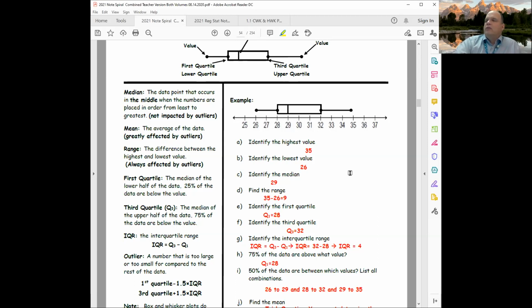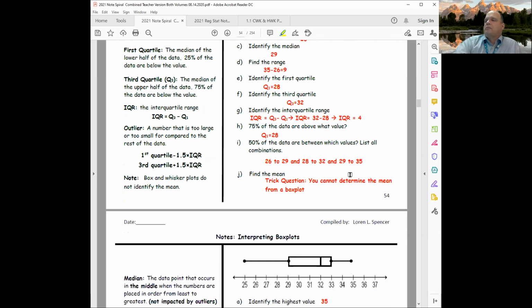The next question is a trick question. It asks you to find the mean. And from a boxplot, you are unable to find the mean. It's impossible to do. You can get the median, but there's no way to calculate the mean just based on a boxplot graph. All right, moving on to page 55.